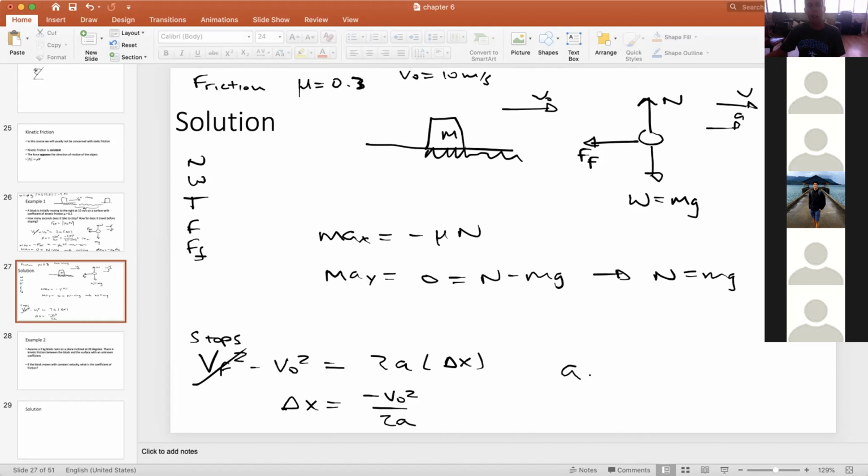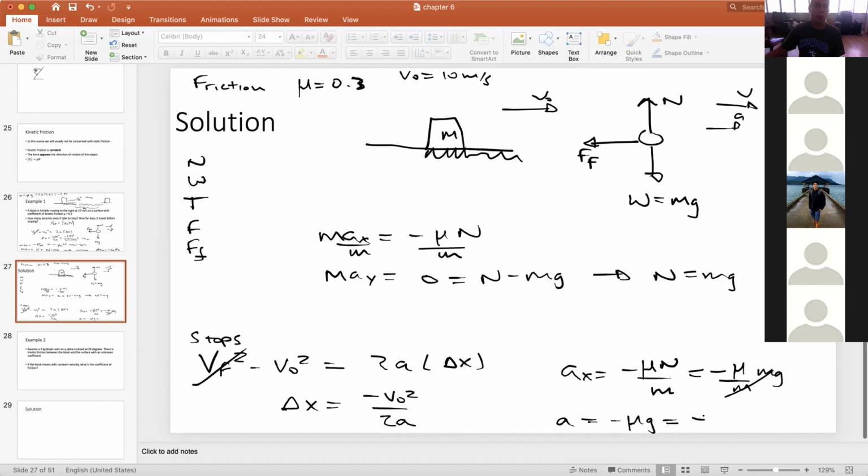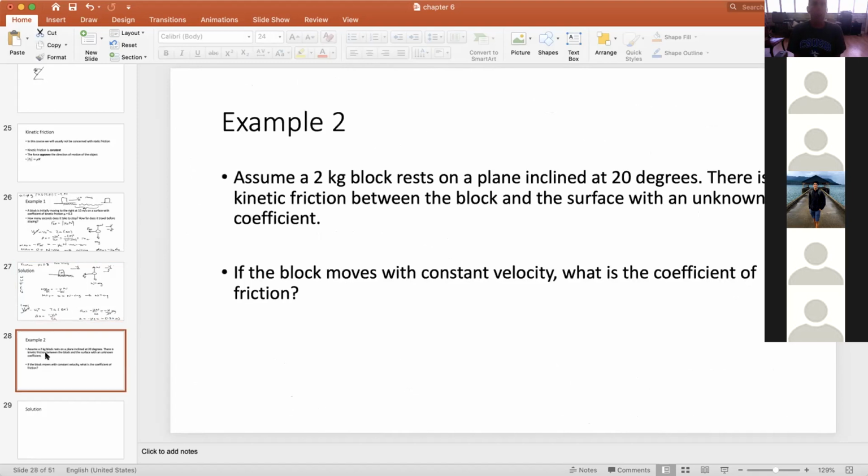So a is negative mu n over m. All I did was divide by m. And negative mu over m times mg, these cancel. a is negative mu times g, negative 0.3 times 9.81. Plug that in there, plug 10 in, and you've got the answer. That's it. It's much easier to do kinetic friction. It can get hard though, and we'll see a few things where it does get a little harder.